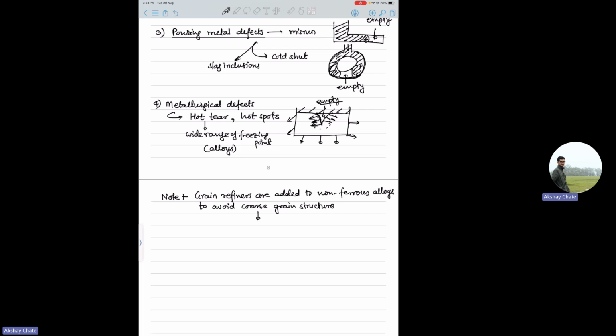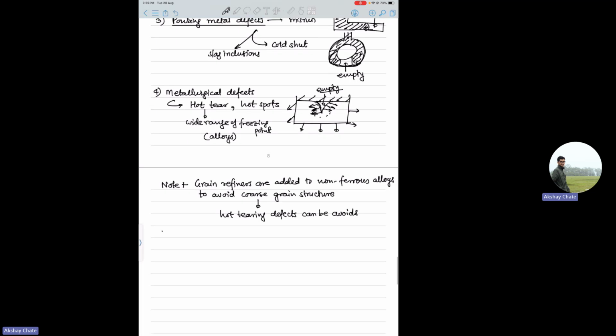Hot tearing etc. defects can be avoided if you have finer grains instead of coarse grains, because that means the heat transfer or solidification is faster, and then you'll not have these kinds of hot spots, right? And then you'll not have these metallurgical defects of hot tears. An example you can remember is they add zirconium in magnesium alloys. So sometimes that is also done.